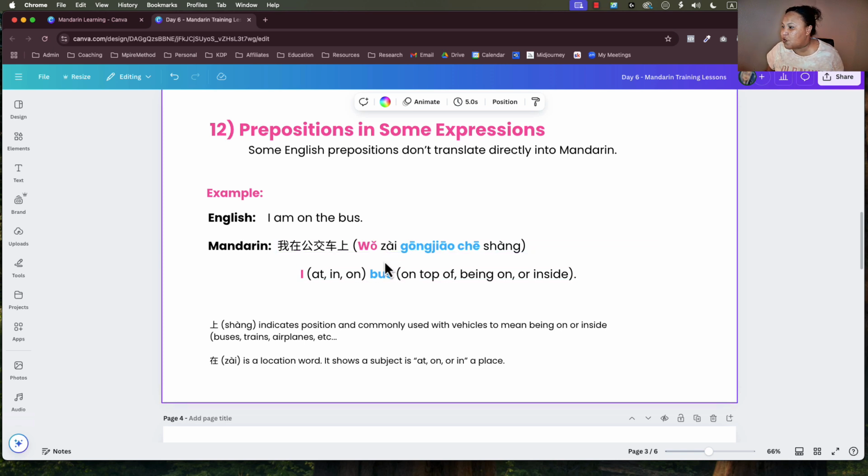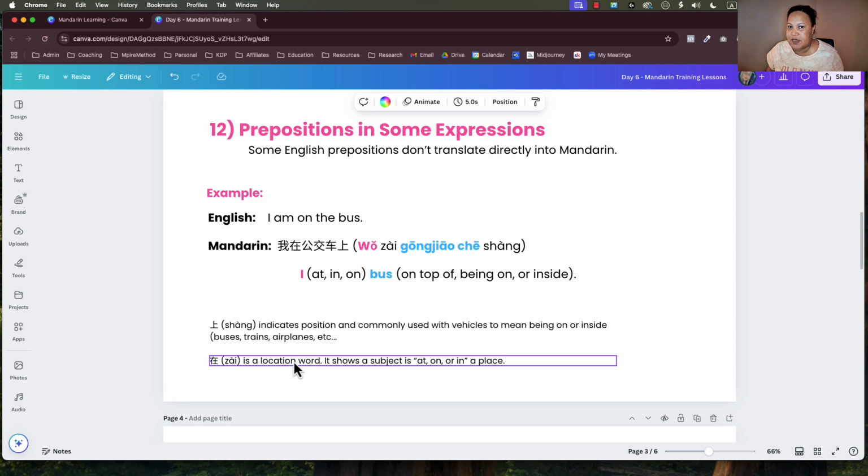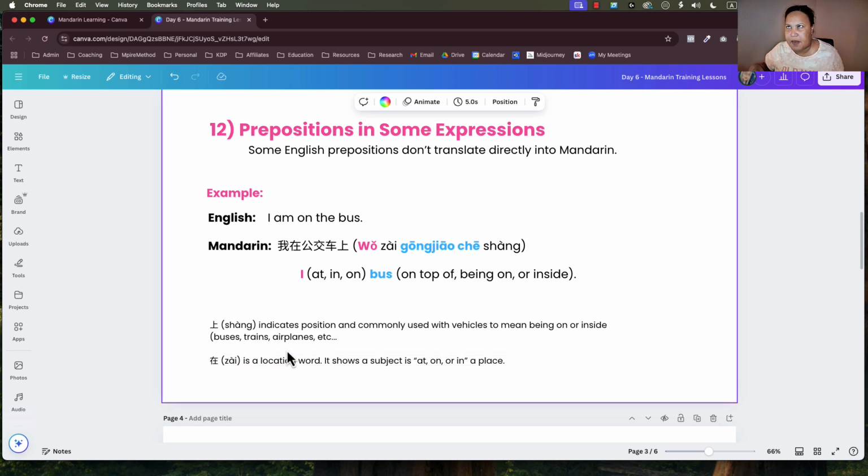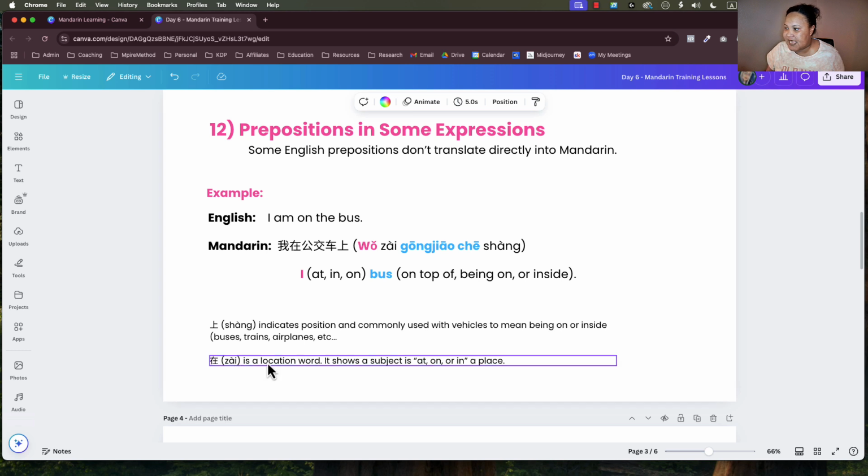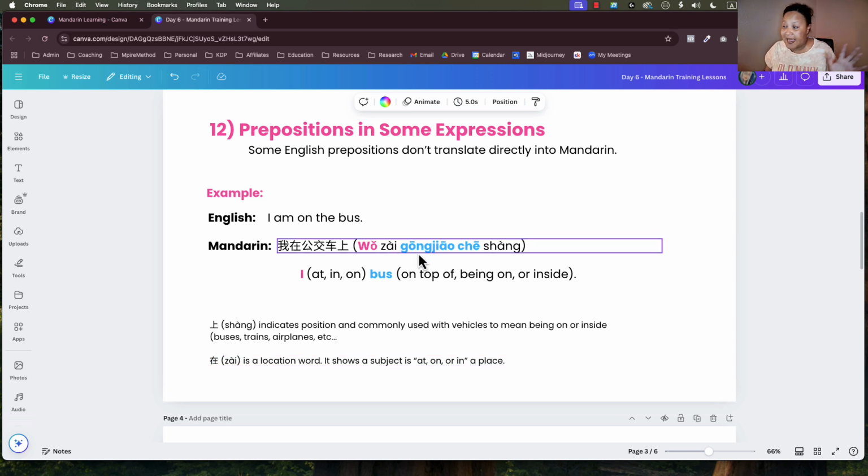So I know this word is a location word. So if you're somewhere or saying a place or that you're somewhere, they use this zai, as it says down here. Zai is a location word. It shows the subject is at, on, or in a place, or going to a place. I usually see this zai next to a place.